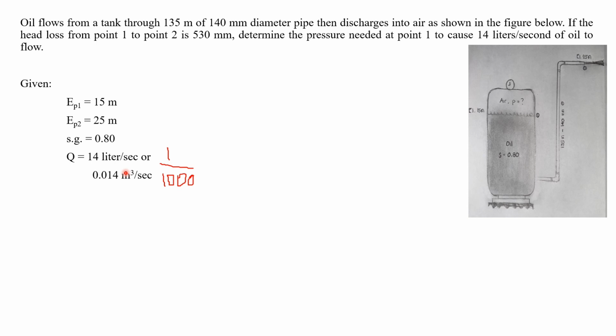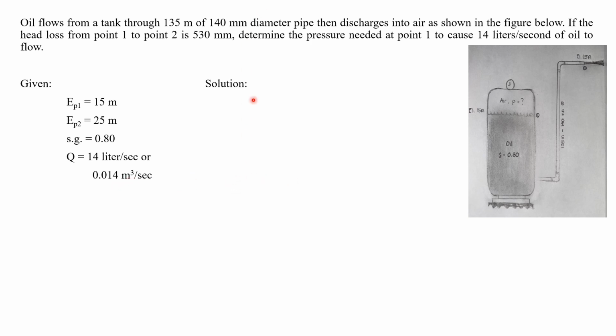Since we are dealing with a metric unit, we must convert the liter to cubic meter. Thus, 14 liters per second multiplied by 1 cubic meter over 1,000 liters. This will become 0.014 cubic meter per second.